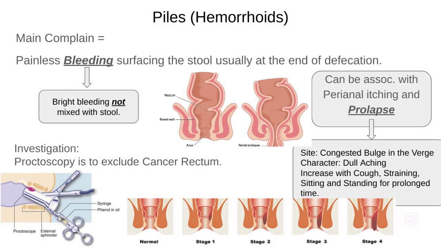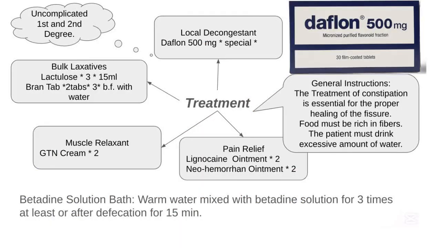We require proctoscopy, which is essential for visualizing internal hemorrhoids and ruling out other conditions like rectal cancer. Management depends on the severity and grade of the hemorrhoids, ranging from conservative measures to surgical interventions. For conservative treatment in mild cases or early grade hemorrhoids, lifestyle and dietary changes are key.